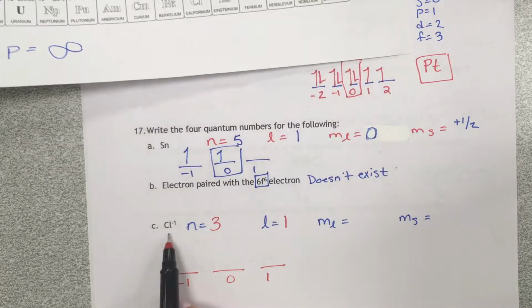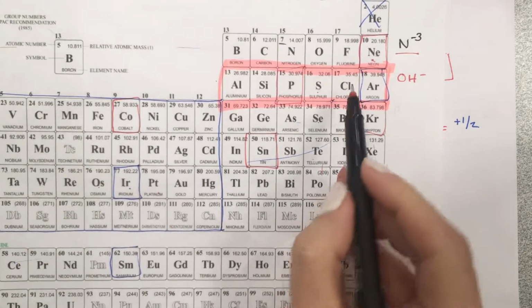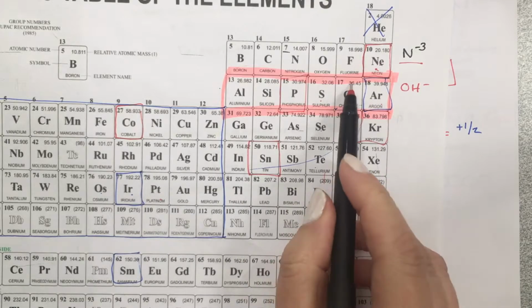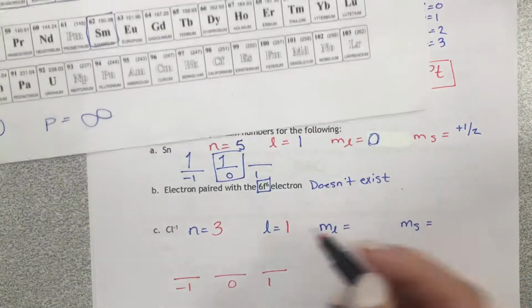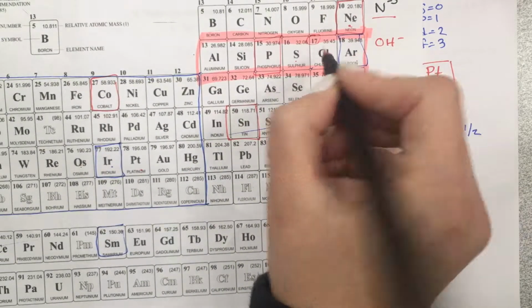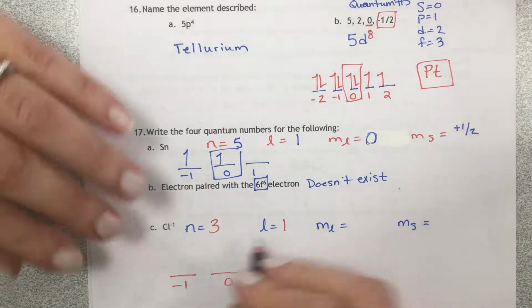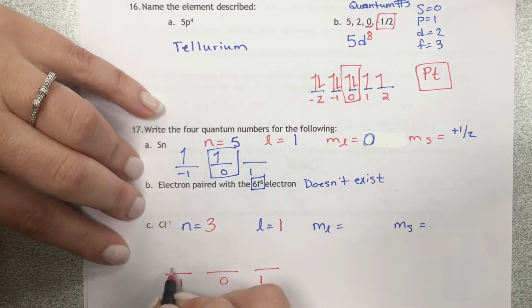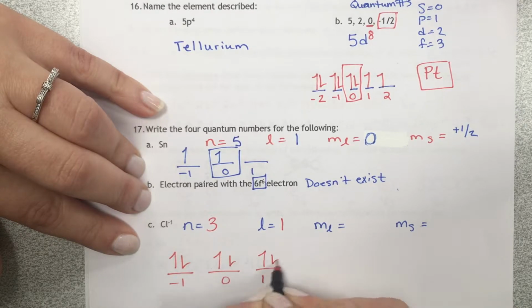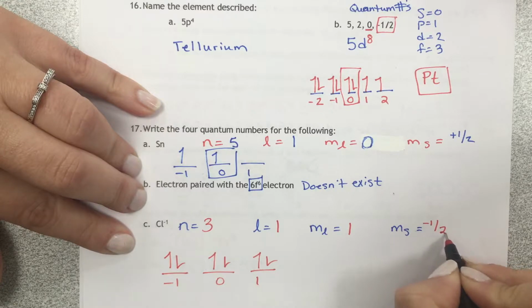Okay, so chlorine. Let's look at this now. Chlorine has how many electrons? So chlorine has 17 electrons, and let's only talk about the P block, okay? So it has 17 electrons, but we're talking about the chlorine ion, so it has 18 electrons, but in the P orbital, it'll have 1, 2, 3, 4, 5, 6. So it'll be 1 and a -1/2 spin.